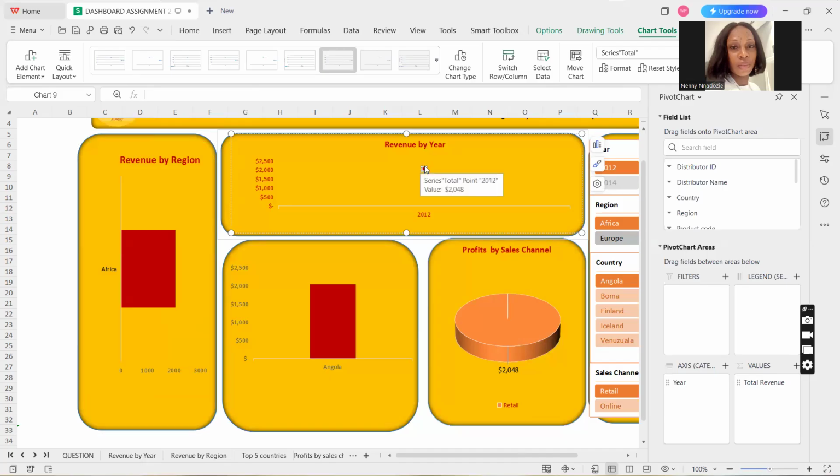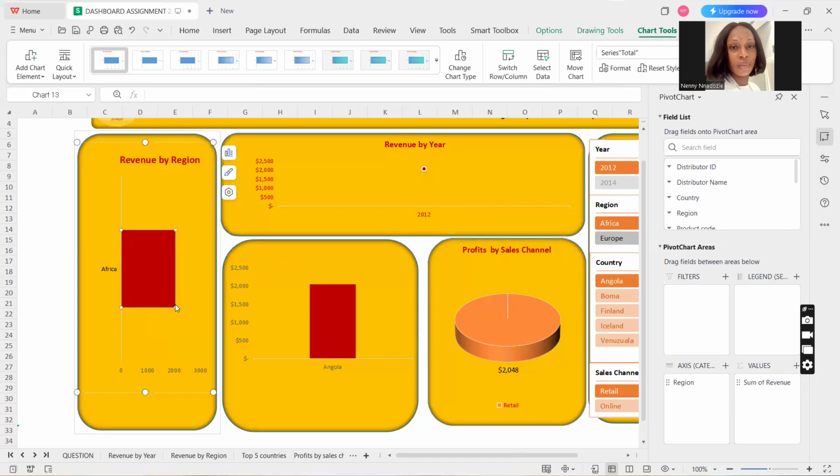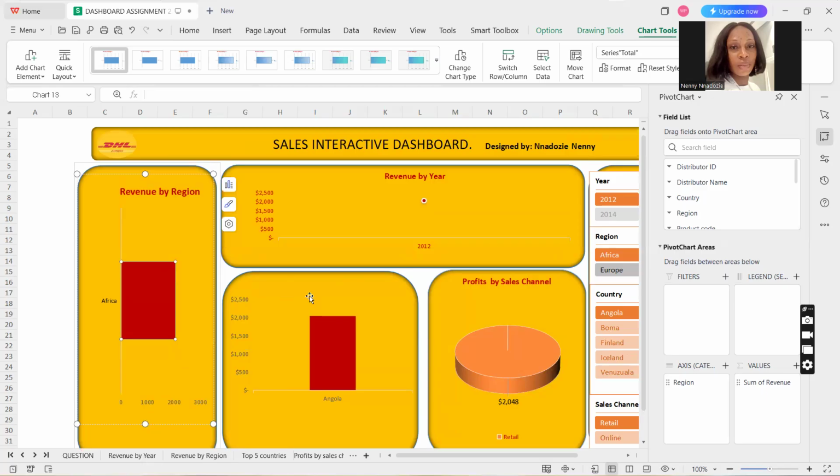That's the revenue they made. Then the value by year is 2,048. As you can see, it is almost the same thing, just that this was approximated to the nearest whole number. This is $2,048. This is $2,047.95. So the whole of Africa made $2,047.95 as profit. And look at the country, it is just Angola.